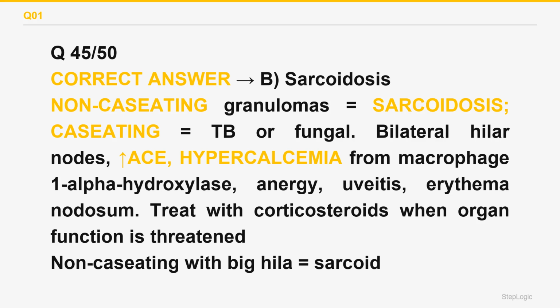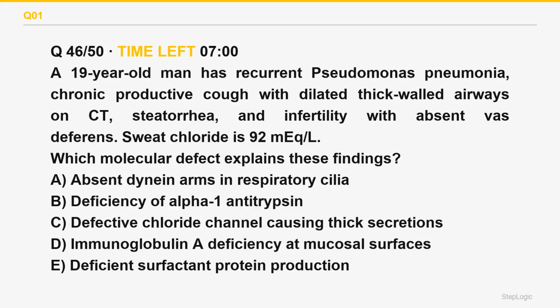Choice C typically produces asymmetric adenopathy with Reed-Sternberg cells and B symptoms, and choice D would follow a clear occupational exposure with upper zone nodules and eggshell calcification. If you see non-caseating granulomas with bilateral hilar nodes, let that lead you to think sarcoidosis and check the calcium.